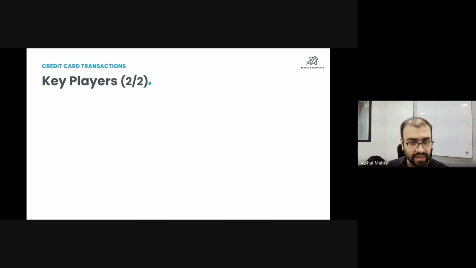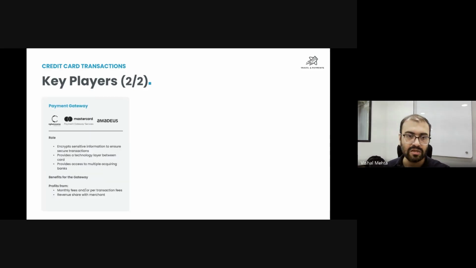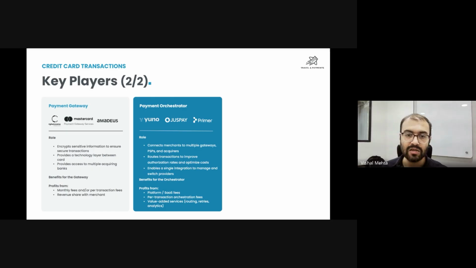But it doesn't end at that, right? You have issuer, you have acquirer, you have card network. But what comes next? You have the payment gateway. Now, we'll talk about how the payment gateway fits into the whole scheme, but you can think about payment gateways as optional characters. It's not always mandatory to have a payment gateway in the transaction.